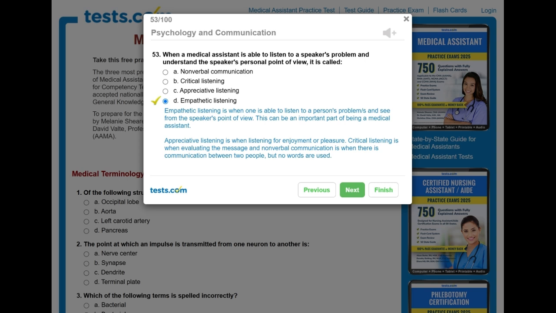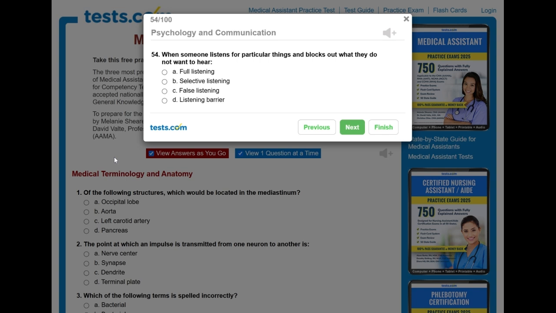Empathetic listening is when one is able to listen to a person's problems and see from the speaker's point of view. This can be an important part of being a medical assistant. Appreciative listening is when listening for enjoyment or pleasure. Critical listening is when evaluating the message, and nonverbal communication is when there is communication between two people, but no words are used.